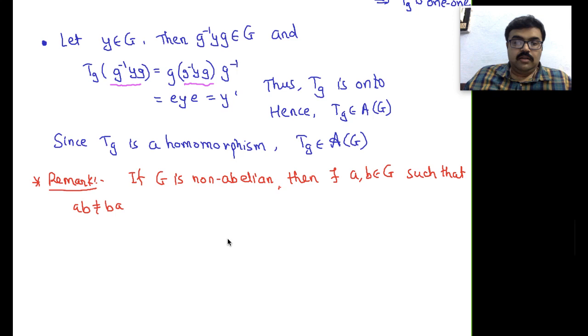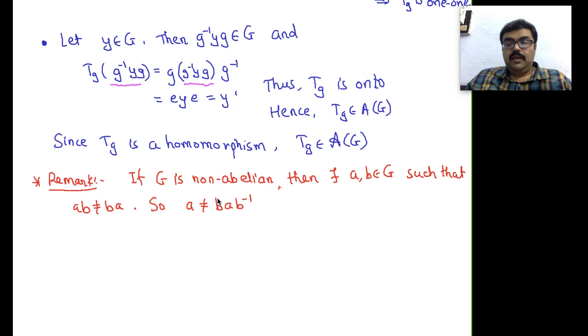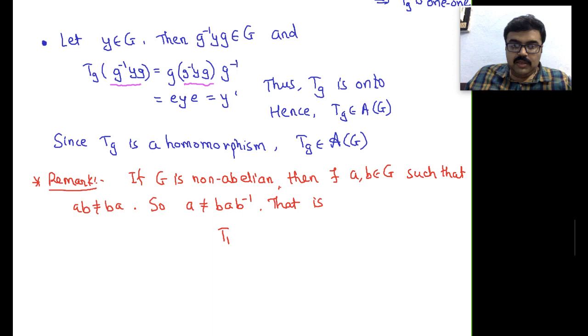And this implies, so we can write that we should make use of the fact that ab is not equal to ba, so multiply by b inverse. So from this, what we can write, a is not equal to bab inverse. Right, so multiply by b inverse. So a is not equal to bab inverse. And now, what is the map? What is Tb? So here we can say that bab inverse is nothing but Tb of a. Right? So by definition, Tb of a is not equal to a, which is the identity of a.